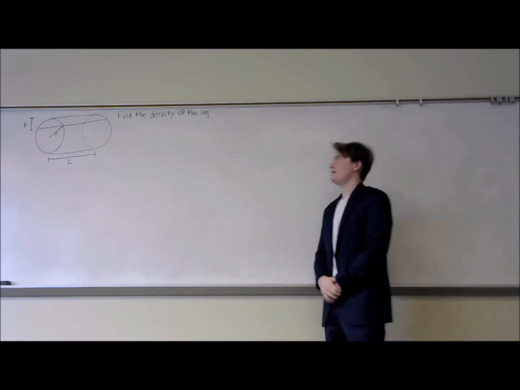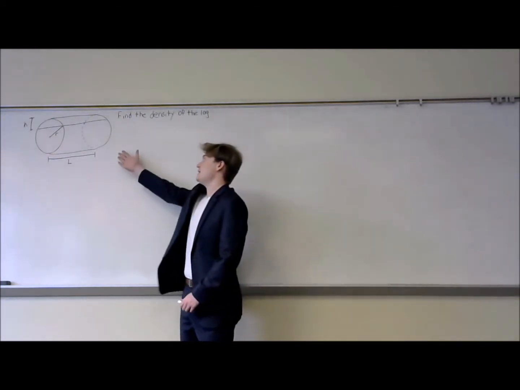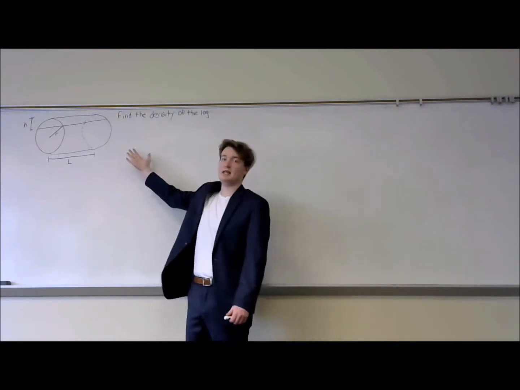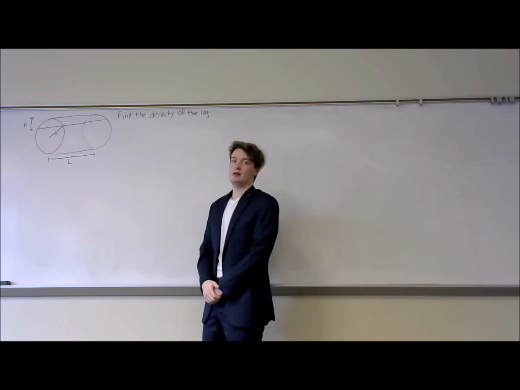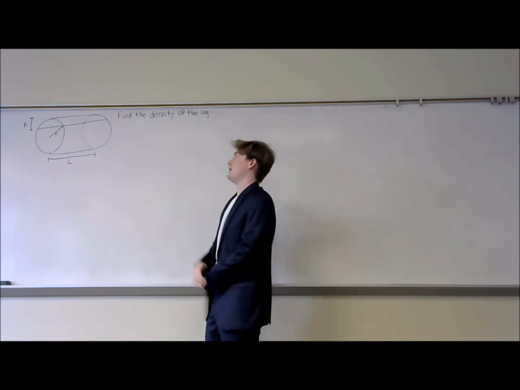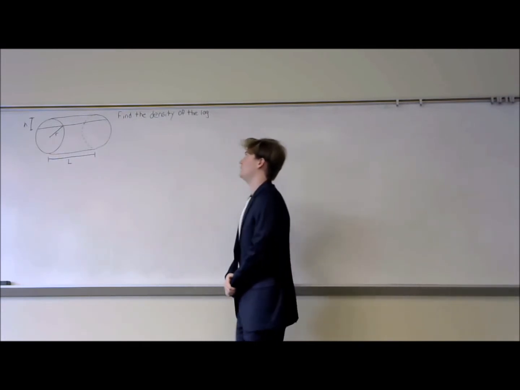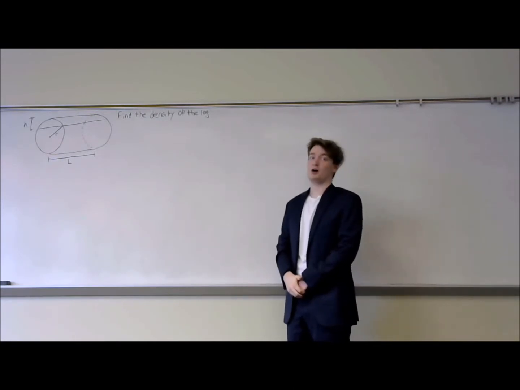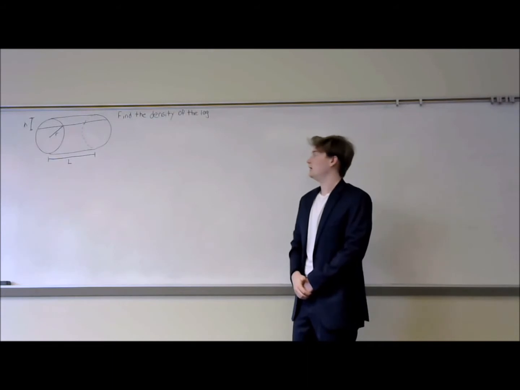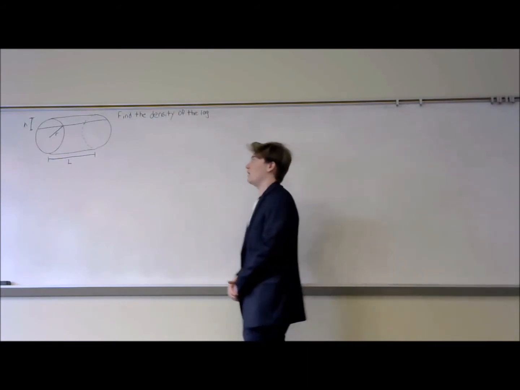The question we were given is, we see a wooden log, we assume it's a perfect cylinder, and it is floating in some water and it's sticking up above the water at height h. What we want to do is find the density of the log such that it floats in water at that certain height.